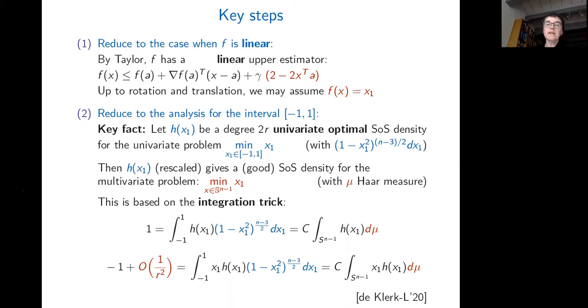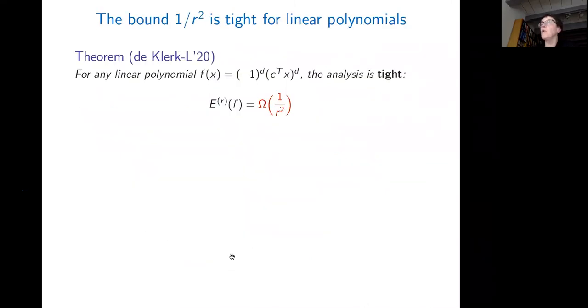So the details are not important. What's important is that actually we can build on what we learned for the univariate case in order to understand how the bounds behave for any polynomial optimized over the unit sphere. And actually the analysis is tight. So it's tight for a class of linear polynomials shown here. For this class, one can show that you cannot do better than 1 over r squared. This is really the best one can show.